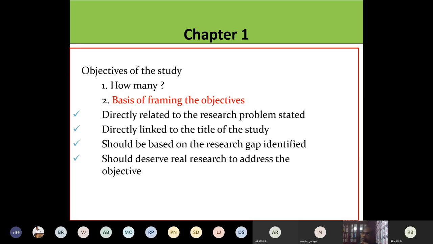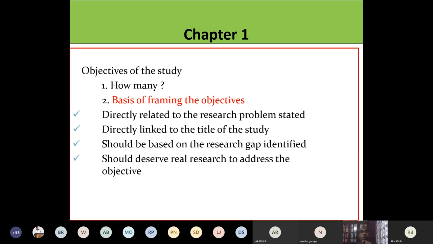When a research problem is cut into different parts and written in statement form, it becomes objectives. Objectives are the research questions you are addressing, the things for which you are trying to find an answer. That is the objective.